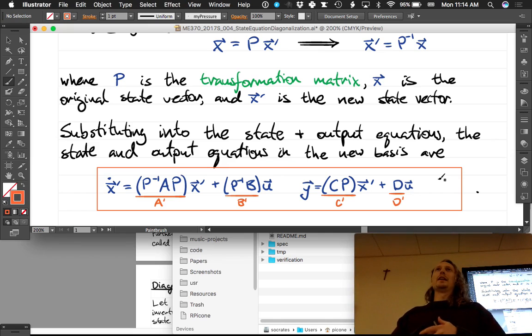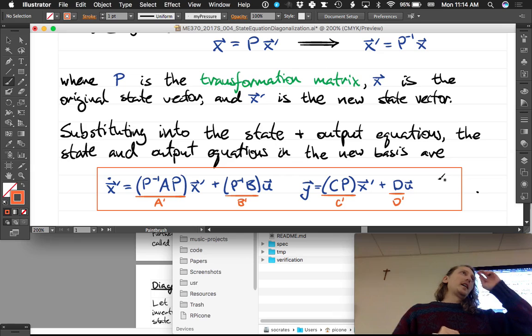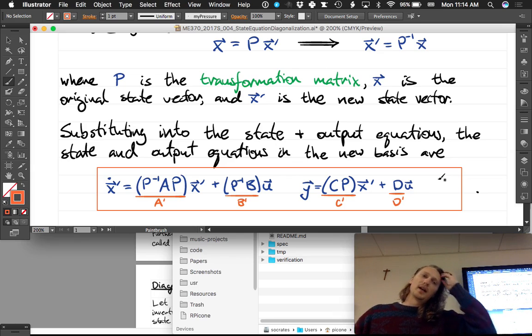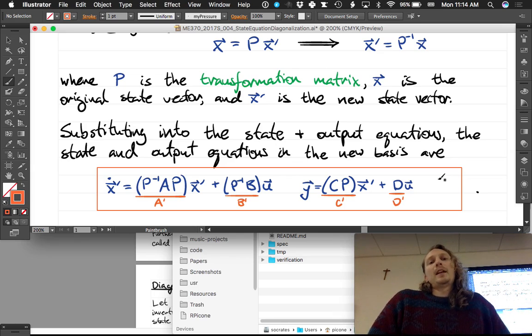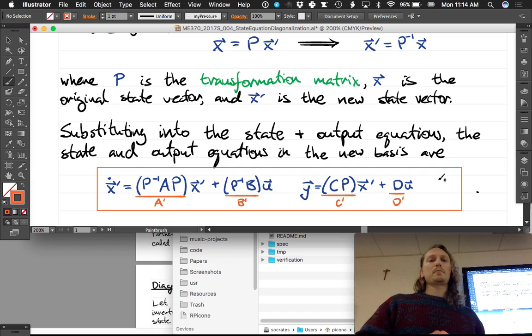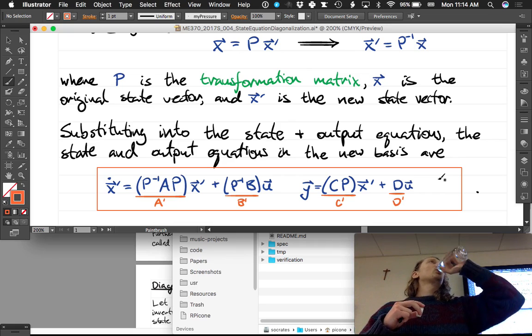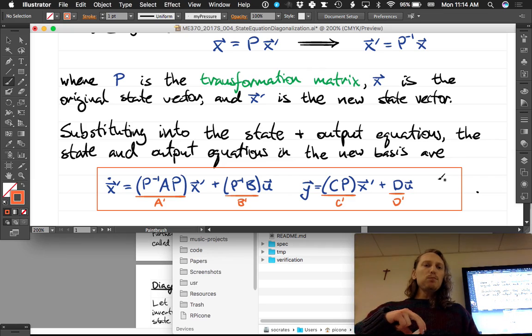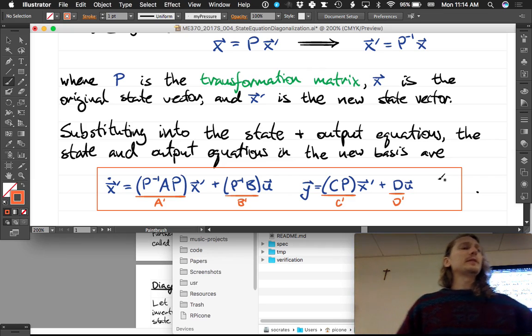I know there's a little linear algebra, and it's a little bit scary, but there's nothing here besides just matrix inverses and multiplies. That's it. Yeah? So what is this x prime dot telling us compared to when we just had the x vector with the state space? That's a good question.